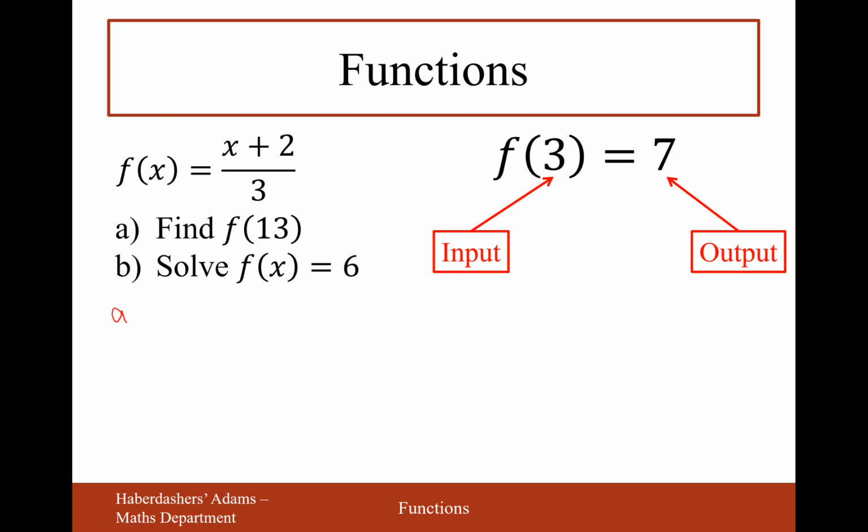Okay, so in part A, we know that 13 is the input number, so f of 13 equals (13 + 2) divided by 3. 13 plus 2 is 15. 15 divided by 3 is 5. So 5 is the output number.